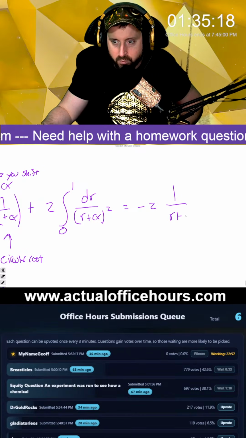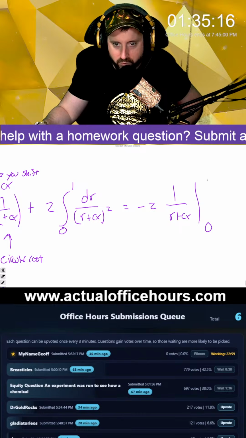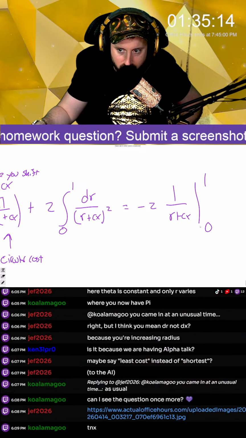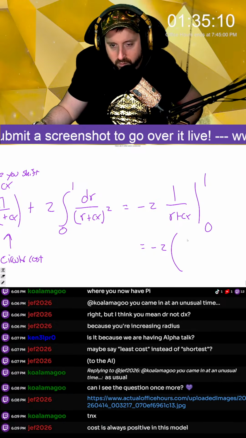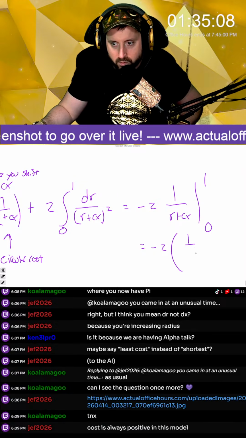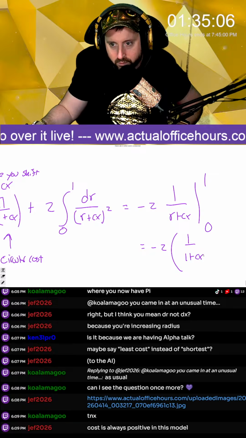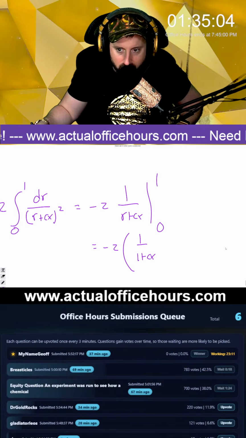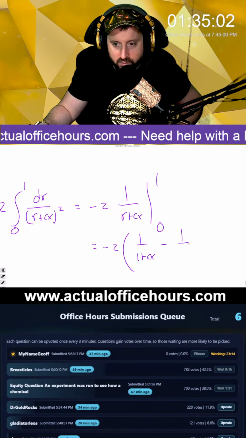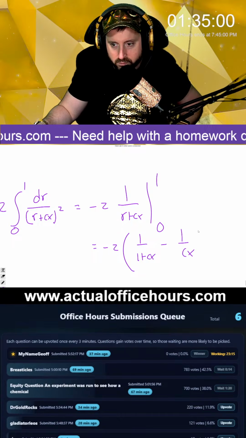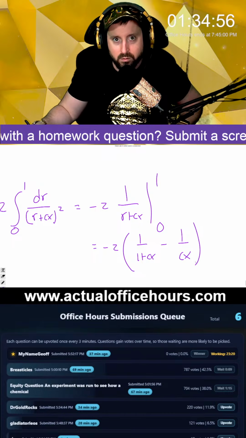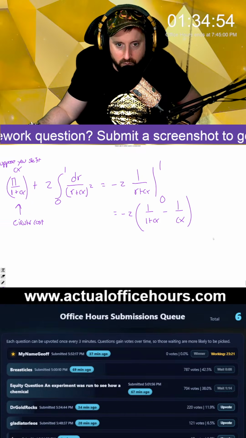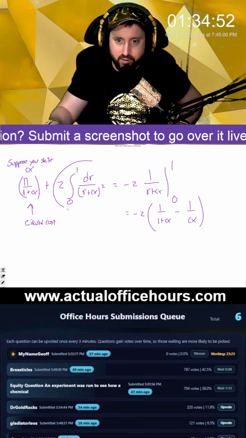1 over r plus alpha. But then this is evaluated from 0 to 1. So that's equal to -2 times 1 over 1 plus alpha minus 1 over alpha. Cost is always positive, yeah. Well, sorry, for this difference though, right?